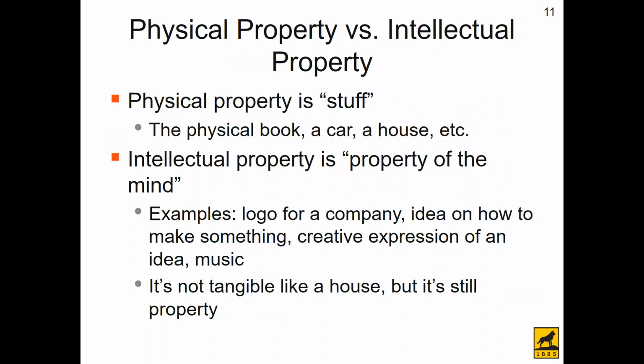And if we think about physical property as stuff that we can touch and feel and see, intellectual property is property of the mind. So examples include things like a logo for a company or an idea on how to make something, the creative expression of an idea, music, books, television, art. All that stuff is intellectual property.